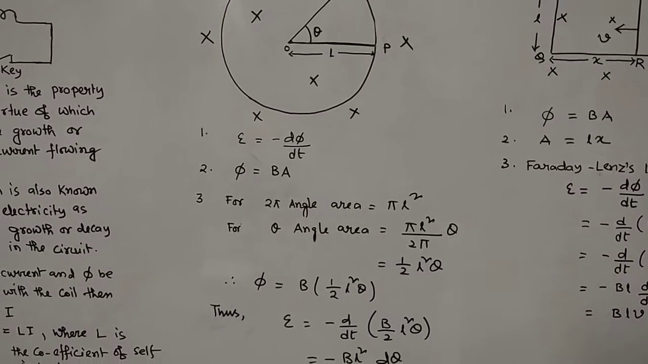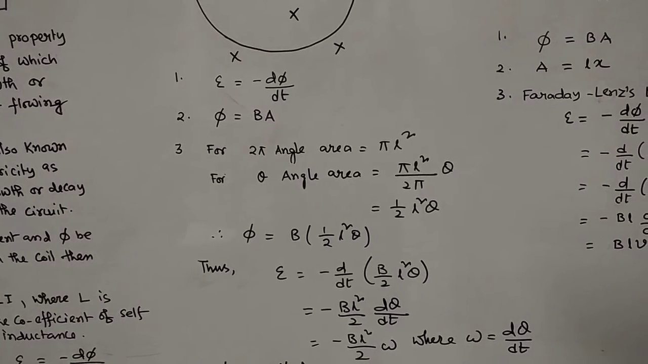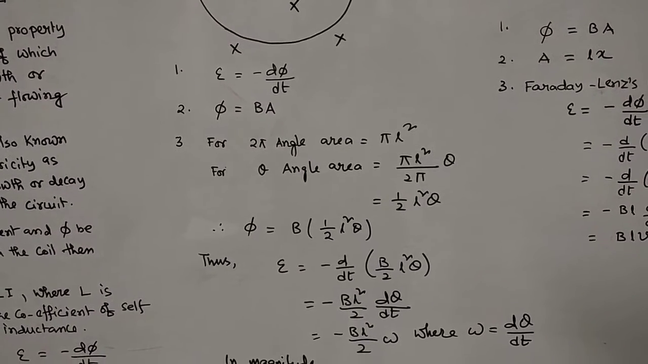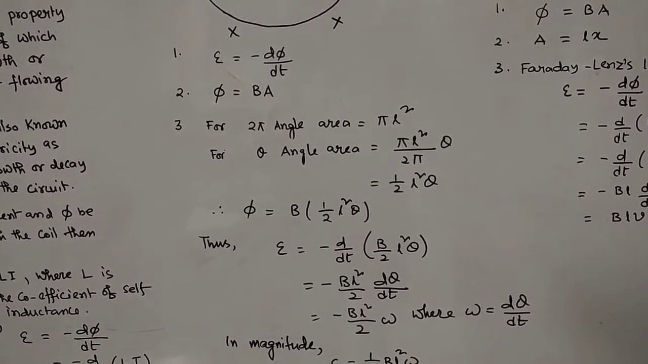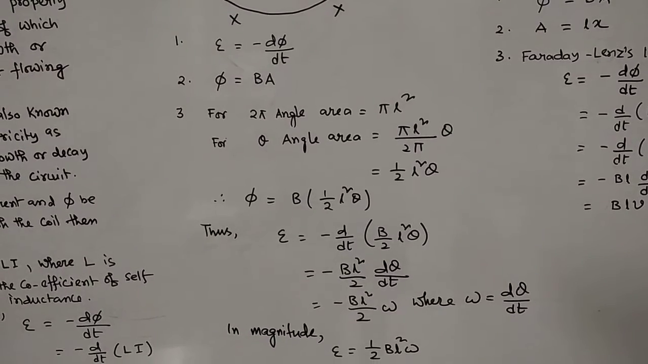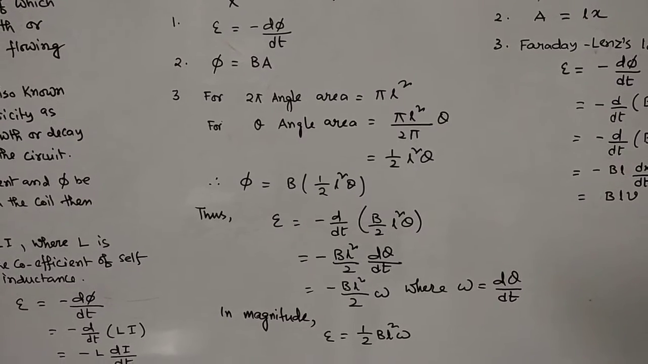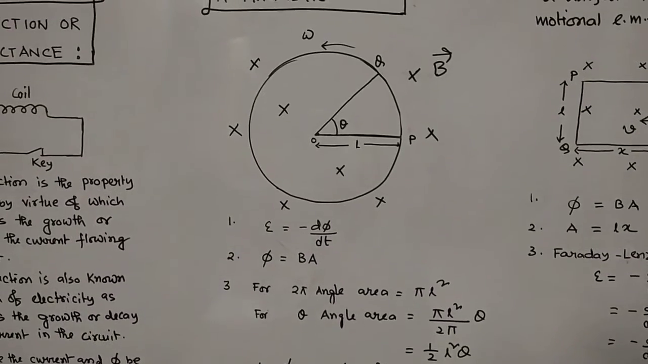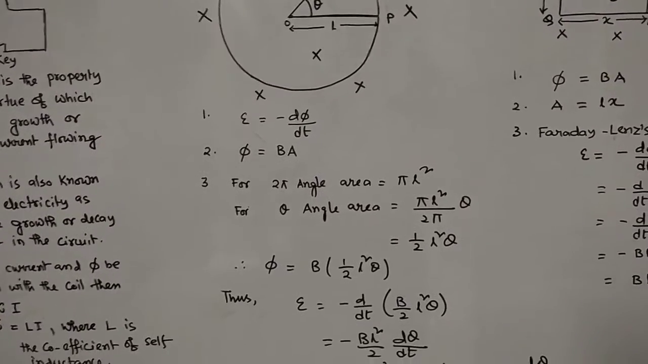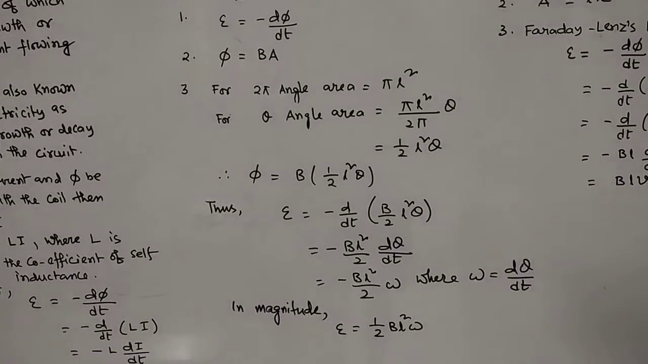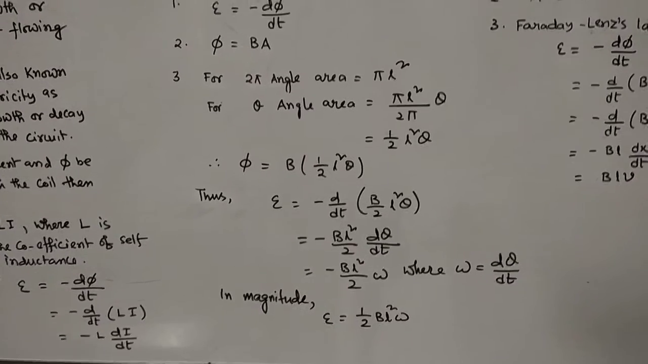Now EMF, as per Faraday's Lenz law, E equals minus d phi by dt. So let us substitute phi, B L square theta by 2, so minus B L square by 2 d theta by dt. Now d theta by dt is omega, so minus B L square omega by 2. So omega is the angular velocity by which you have rotated the rod, whose length is L. So the magnitude, if you consider, equals half B L square omega.